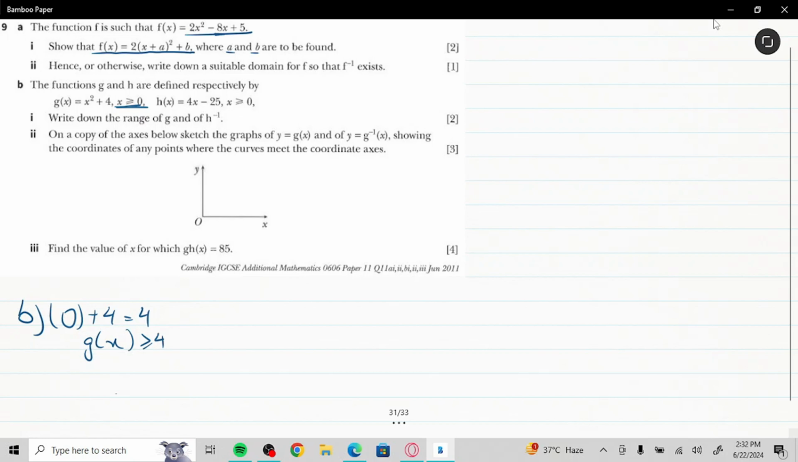And for the inverse of h, it's really simple. The range is actually the domain of h. So what is the domain of h? We have it. It's greater than or equal to 0. So that's for part B.